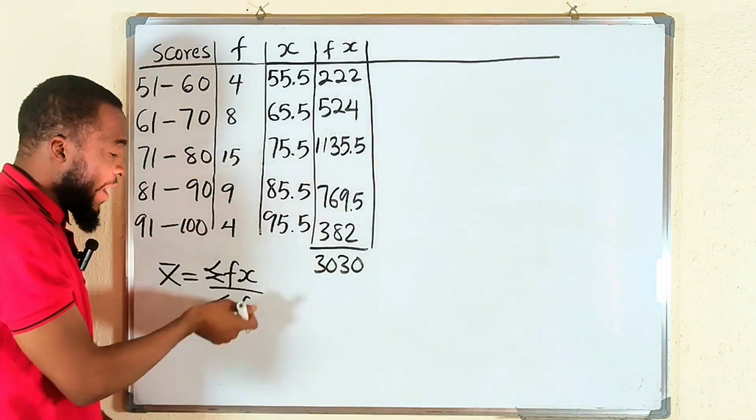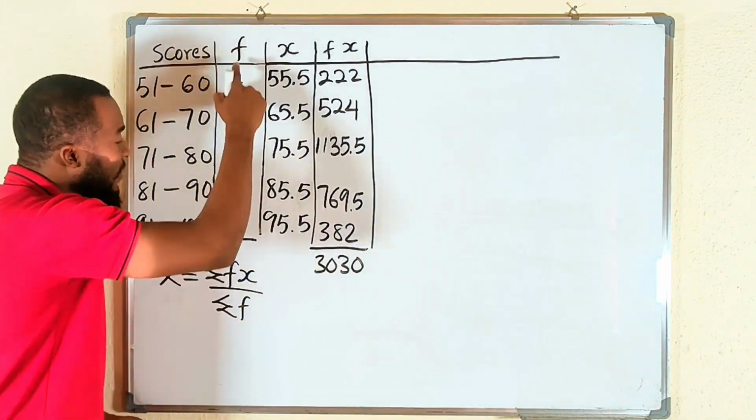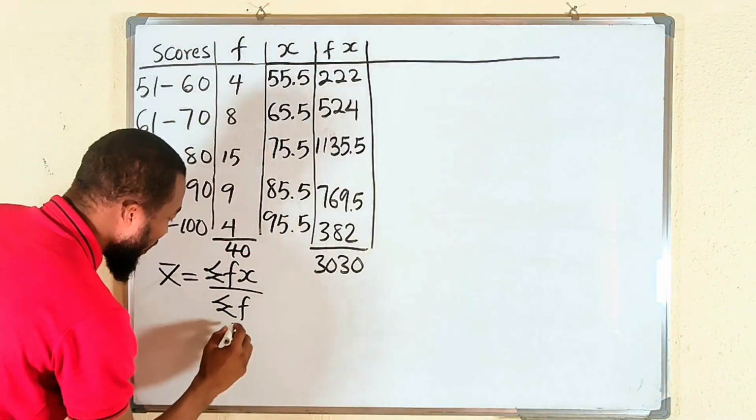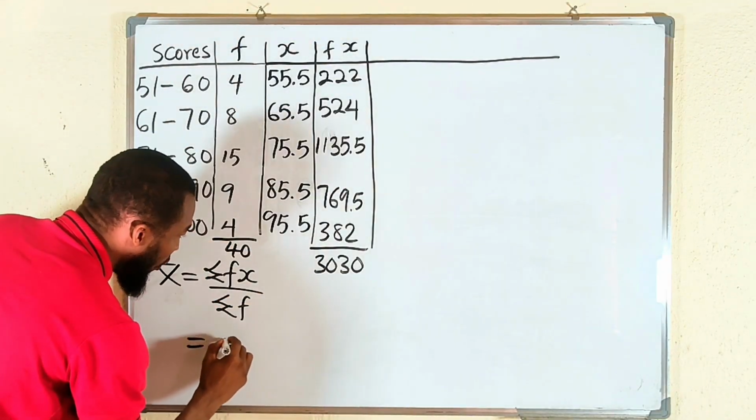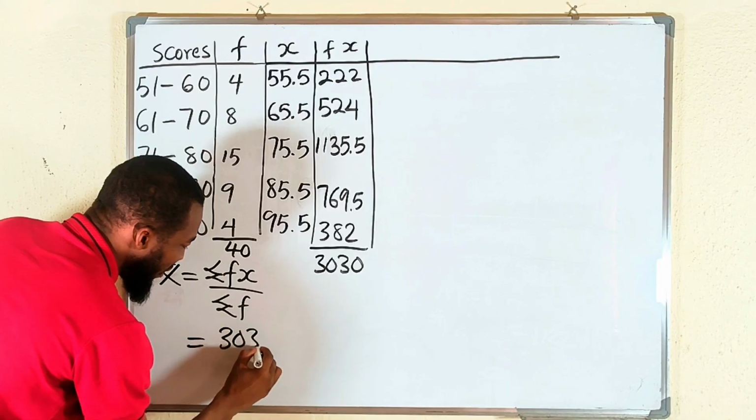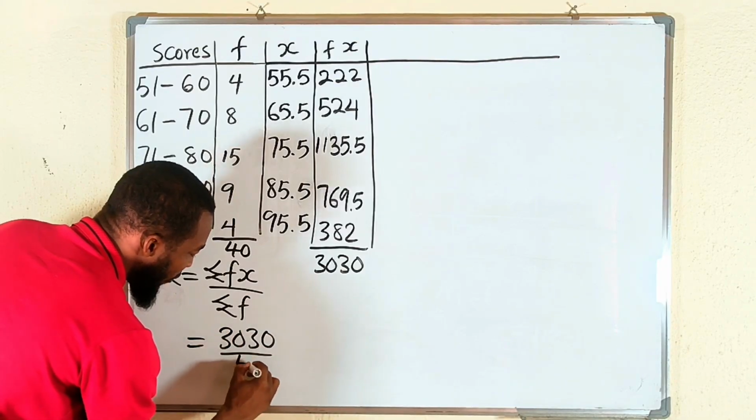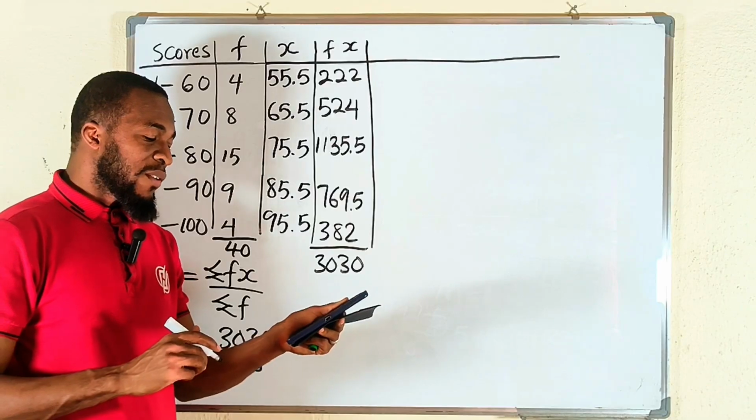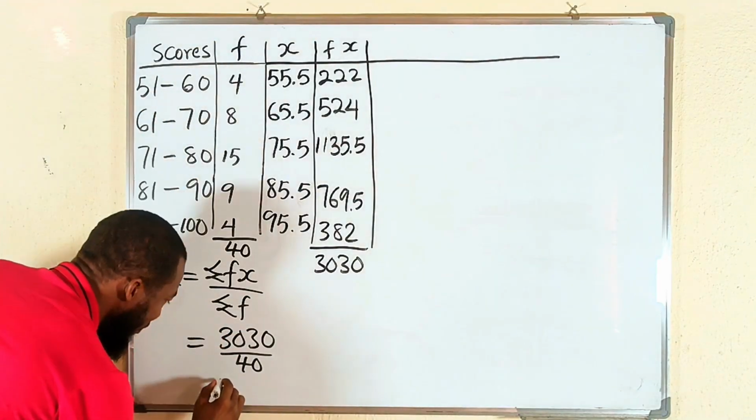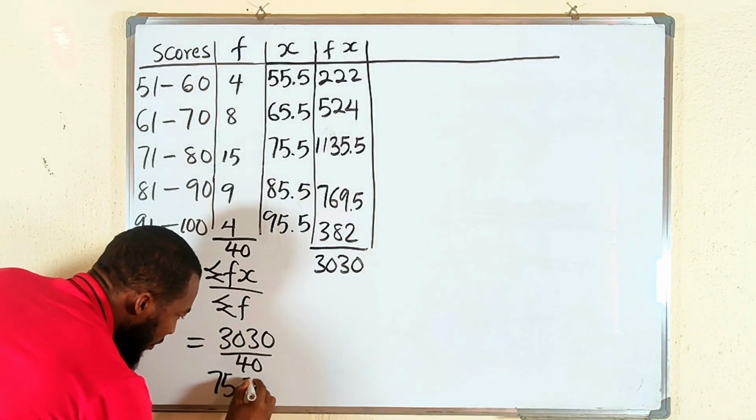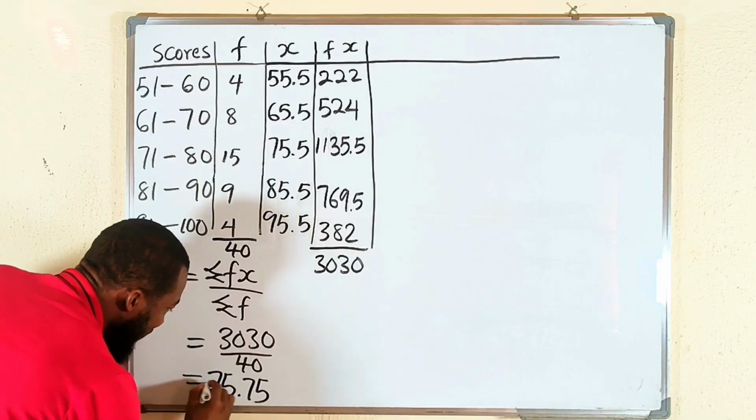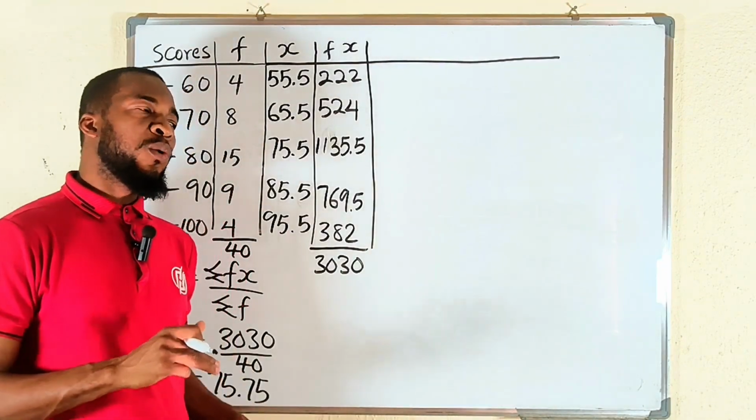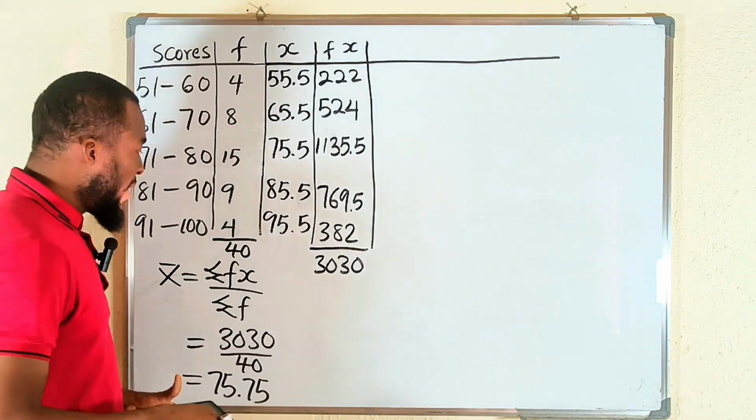Then the summation of f, if you add all of this together, you're going to get 40, which means that this is equal to 3030 divided by 40. From my calculator, I have 75.75. And this is said to be the mean of this distribution. We are done with the mean. Now going to the median.